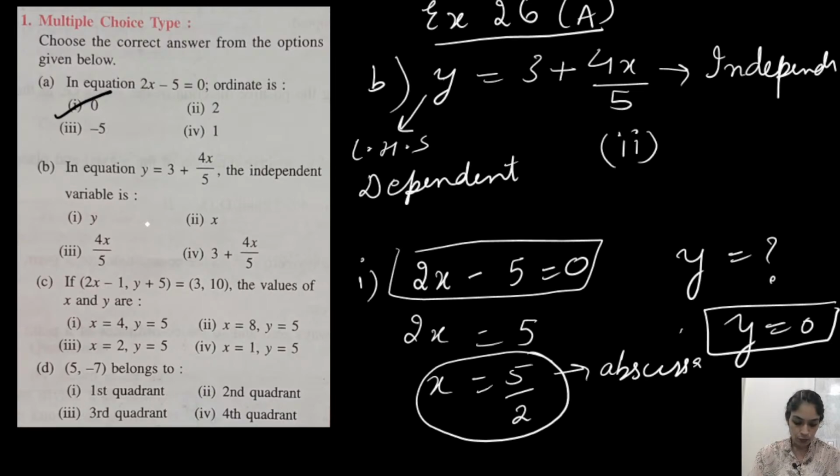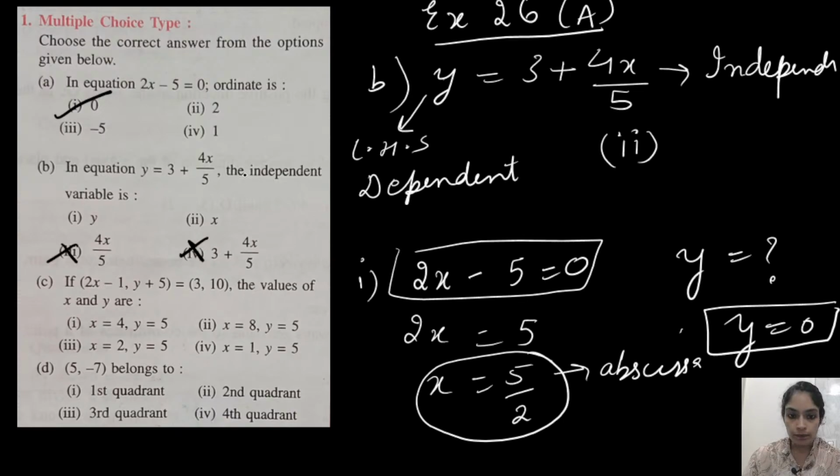Someone is telling the fourth option. See, when I am talking about variables, a variable doesn't mean terms like these. 4x by 5 and 3 plus is not a variable; this is some expression. So these cannot be the answer. At the starting itself, you can make out that these are not the answers because these are not variables.